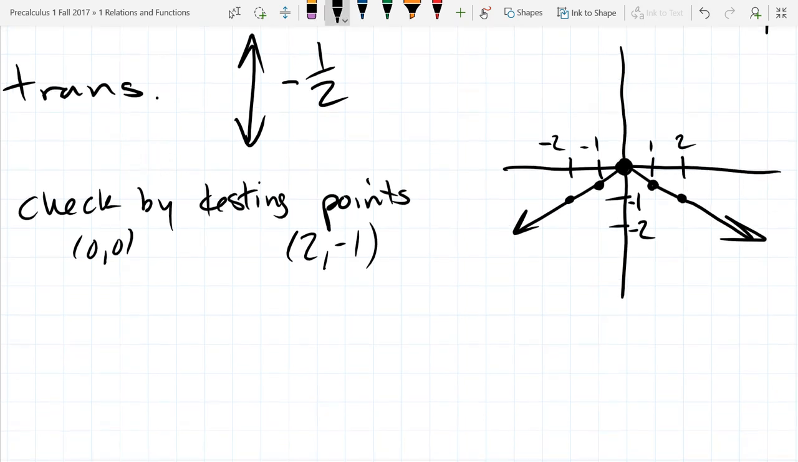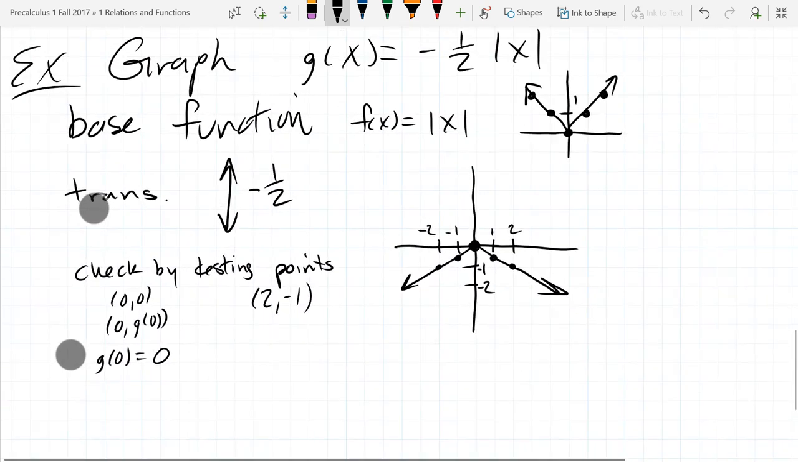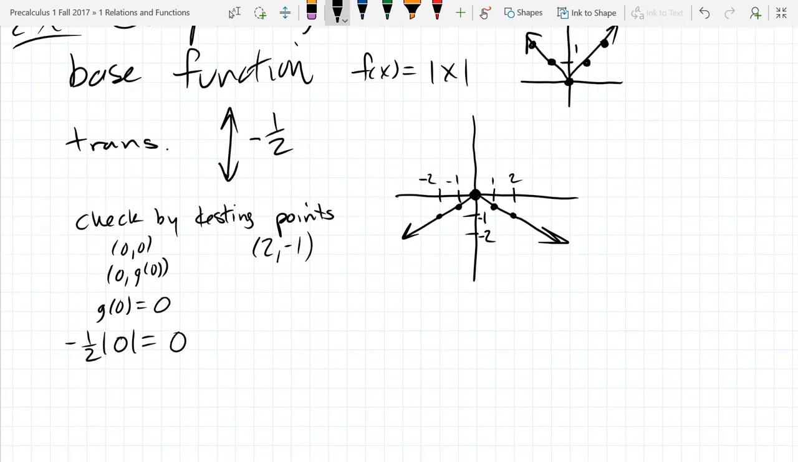So all you're going to do is take, and remember you're looking at, these are 0, comma, g of 0, or they better be 0, comma, g of 0, or else it's not going to be on the graph. So what this tells us is g of 0 equals 0. So when the x coordinate is 0, the y coordinate is 0. And the g function, negative 1/2, absolute value of x, which is 0. So we get 0 equals 0, and that point satisfies this equation.